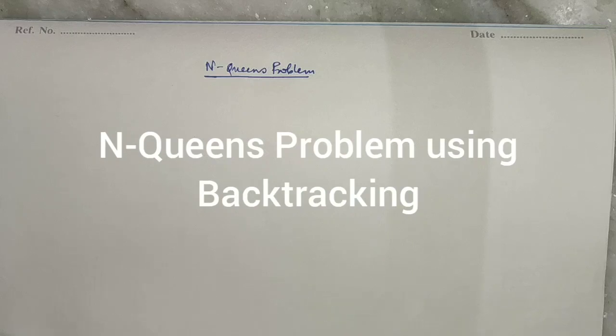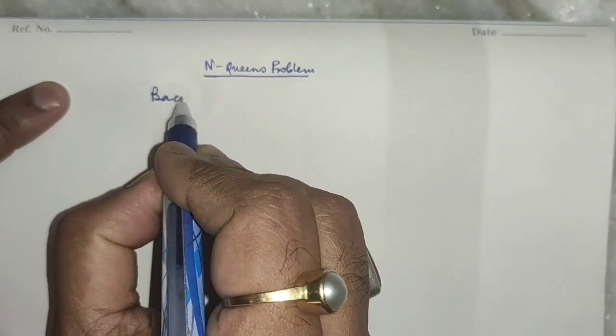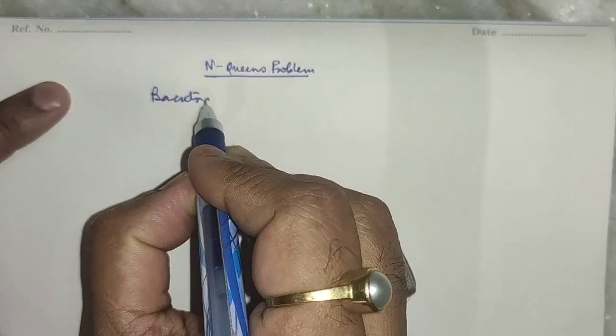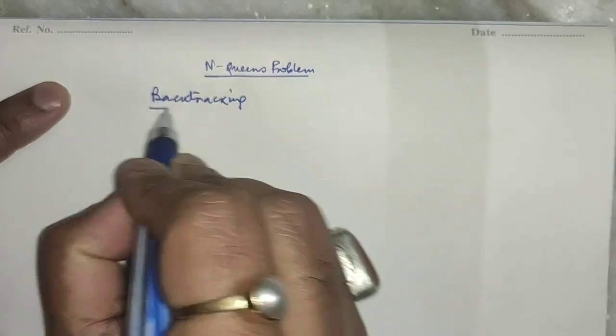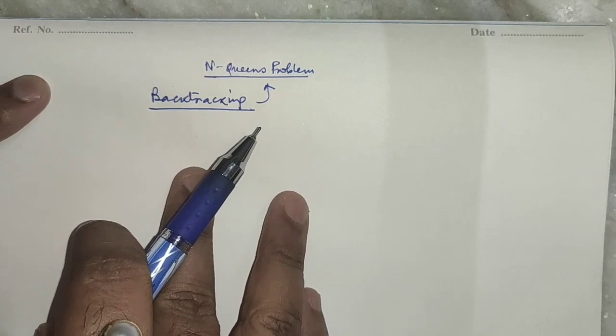So good evening. Today's discussion is the N Queens problem. The N Queens problem is solved using the technique called backtracking. So using backtracking we can solve the N Queens problem. So what about the problem definition?